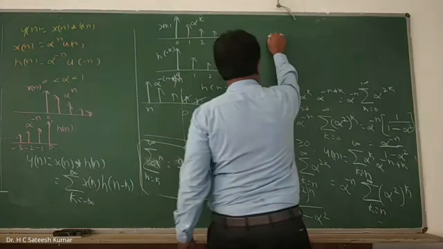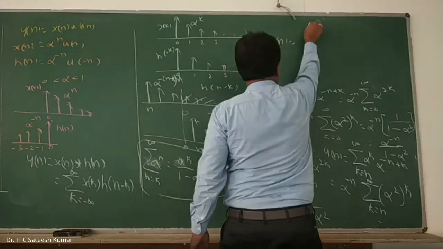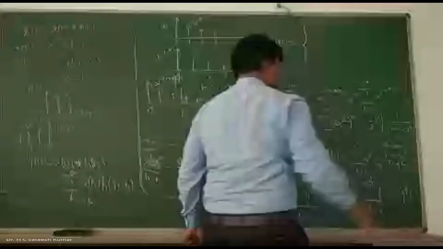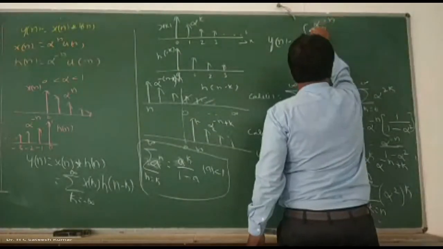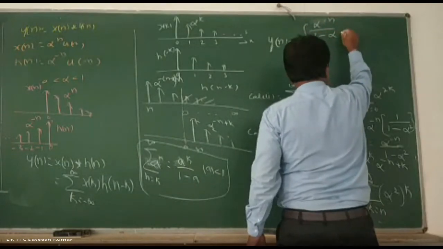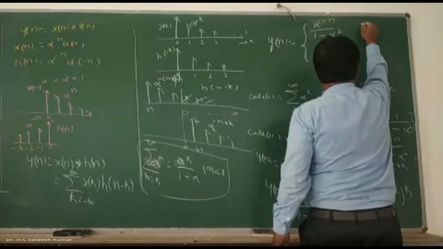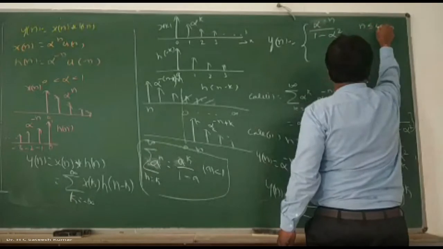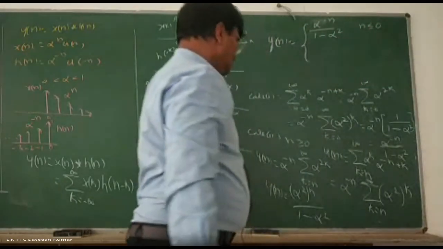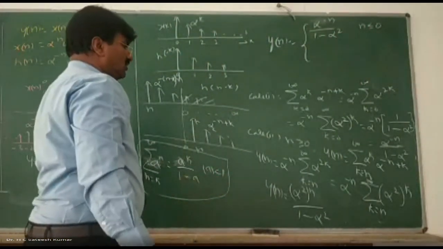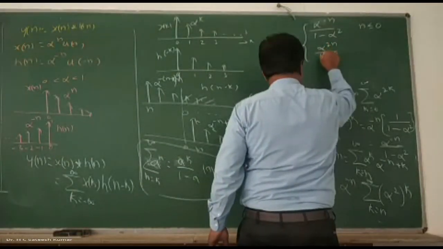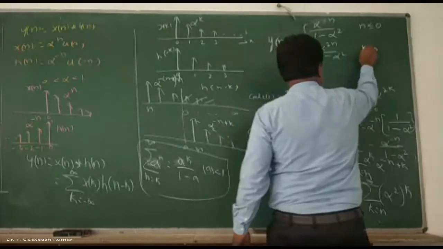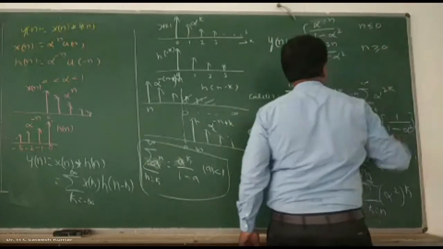So summarize the answer. y of n is equal to alpha to the power of minus n divided by 1 minus alpha square for n less than or equal to 0. Second one, what do we have? It is equal to alpha to the power of 2n divided by 1 minus alpha square for n greater than or equal to 0. Okay, right.